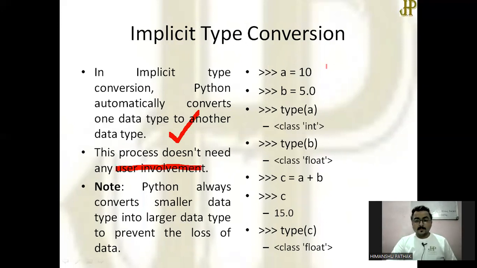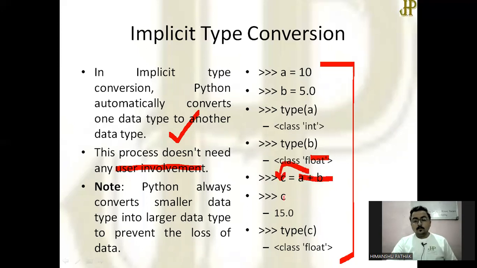Here you can see the example. There is a variable a, value is 10, so a is of type integer. b is equal to 5.0, so b is of type float. Now I am going to add a plus b and store it into c. So here you can see that 15.0 will be printed. If I try to print the type of c, it should print float.